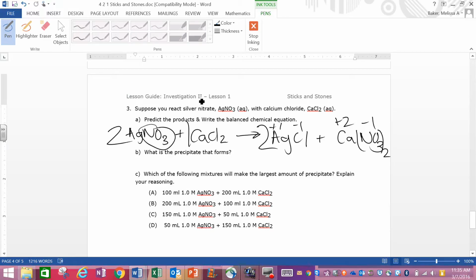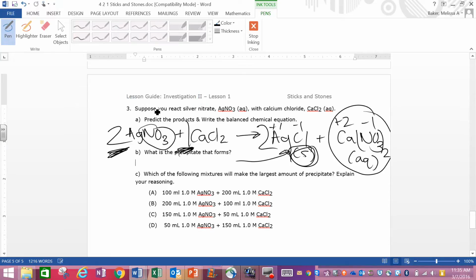The precipitate that forms, if you check your solubility table, is the AgCl. Nitrates are always aqueous. So this is the solid here. So check out the ratio, a 2:1 ratio. So let's see if any of these have a 2:1 ratio. 100 to 200, that's 1 to 2. 200 to 100, that's 2 to 1. So I can tell right away B is going to be my answer.